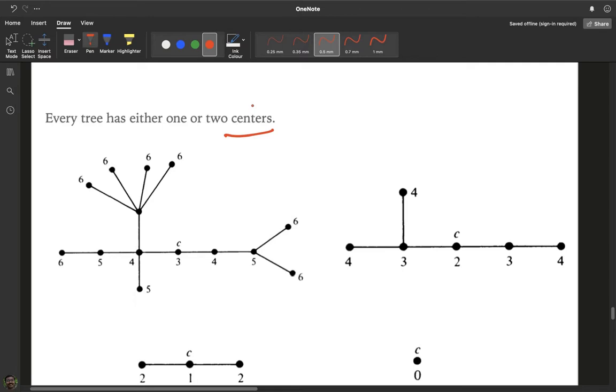So the result is that a tree has either one or two centers, and in some other graphs there can be no center or many centers, etc. So a tree will have one or two centers. That's fixed for a tree. Okay, so let us look at how this is so. If you look at this graph, this is a tree here. We'll make some observations before we move forward.